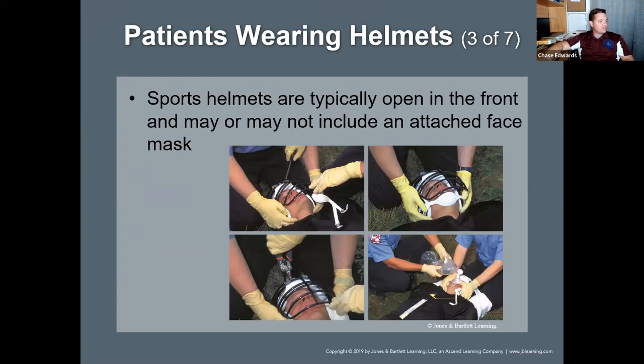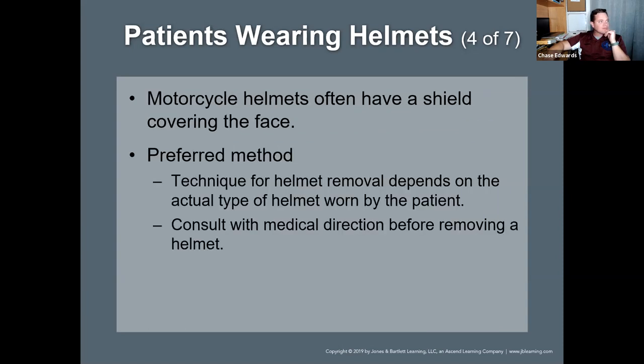So sports helmets typically open in the front and may not include an attached face mask. The mask can be removed simply by removing or cutting the straps that hold it to the helmet. Motorcycle helmets often have a shield covering the face. If the shield cannot be removed, the helmet must be removed.